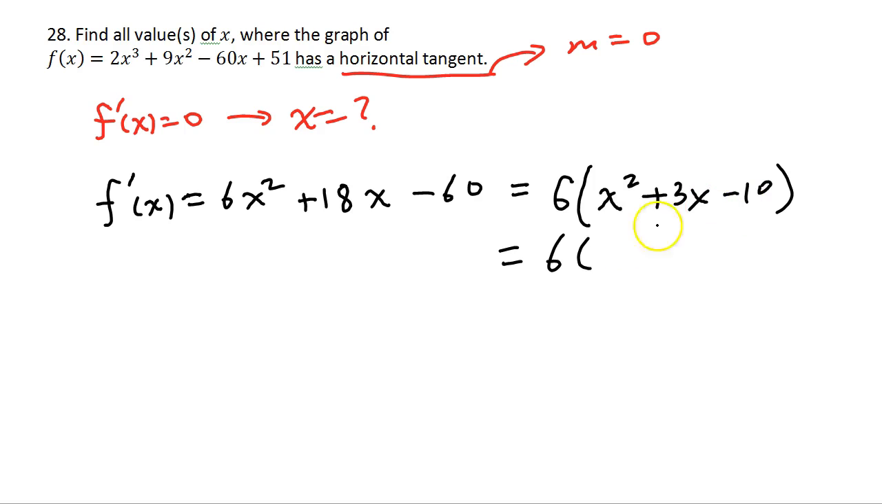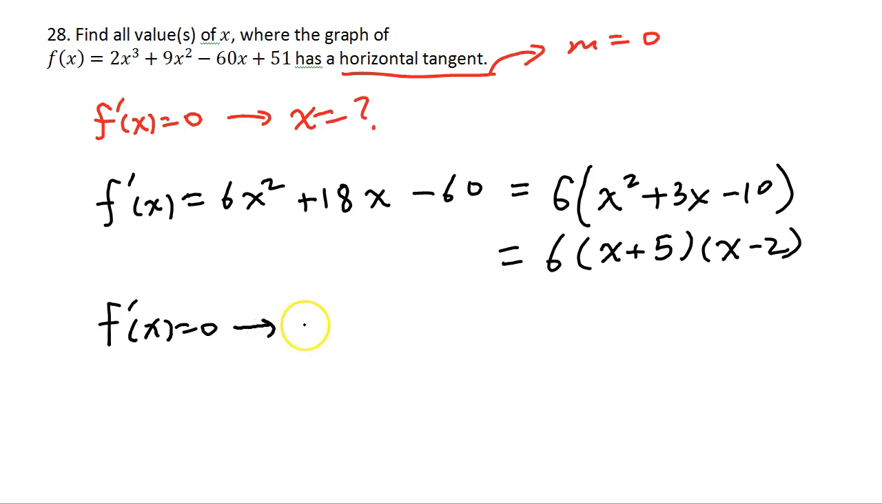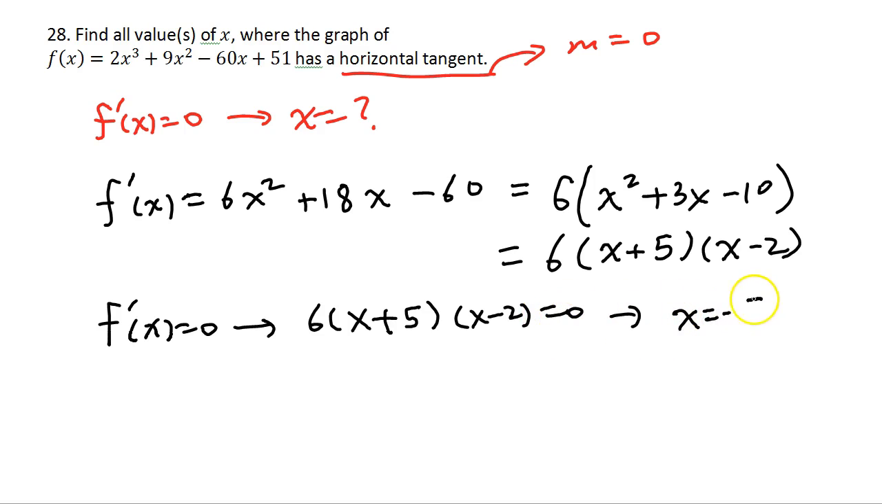Okay, this can be factored as (x plus 5)(x minus 2), and therefore when f prime of x is equal to 0, that means 6 times (x plus 5)(x minus 2) is equal to 0, and that means x is equal to negative 5 or x is equal to 2. So those are the values of x where the function has a horizontal tangent.